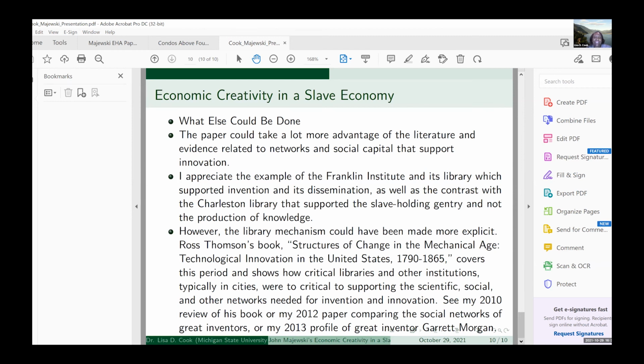I didn't realize I referred to myself way too much here, but I would say that Sokoloff and Khan and their work on great inventors is also revealing and does some of the same work here. But I really like the paper, and I think with these minor changes it could be an even better paper. So thank you.